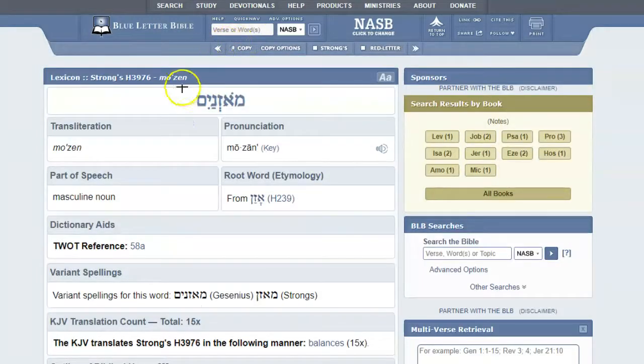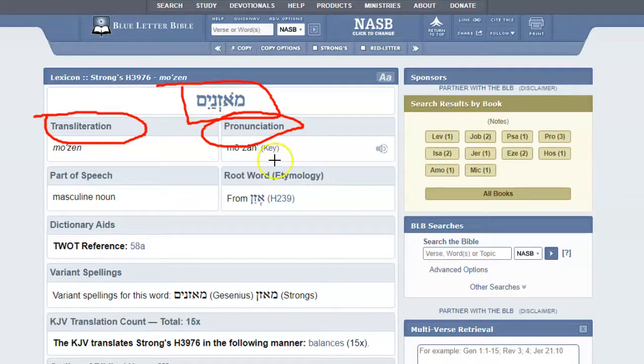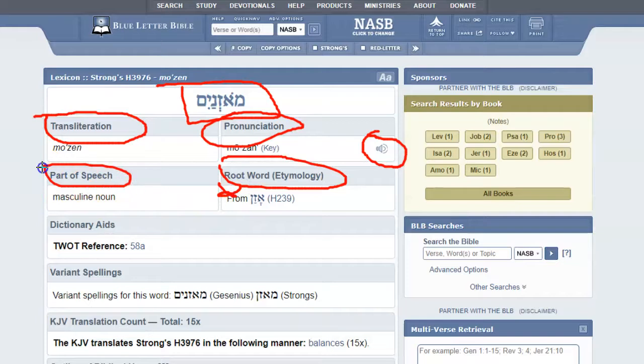When we come here to Strong's Concordance, we can see the Greek word, the transliteration, and the pronunciation. If we want to learn how to pronounce it, we can click the little play button here for the speaker to hear it sounded. And here's the root word right there. And the part of speech, it is a masculine noun.